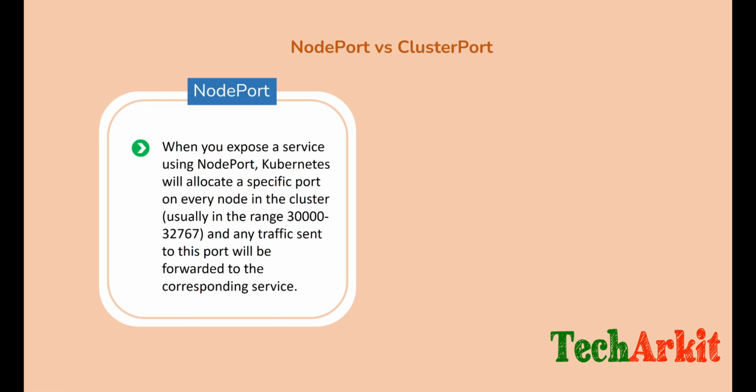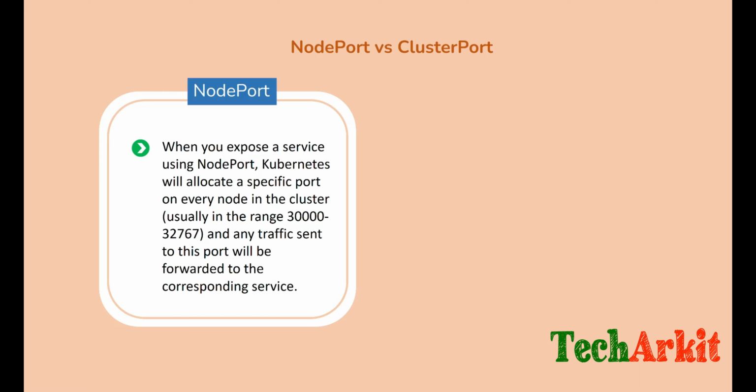So what does NodePort actually do here? When you expose a service using NodePort, Kubernetes will allocate a specific port on every node in the cluster. Basically the port range starts from 30,000 to 32,767, which makes the services available on those ports, and any traffic sent to these ports will be forwarded to the corresponding service.